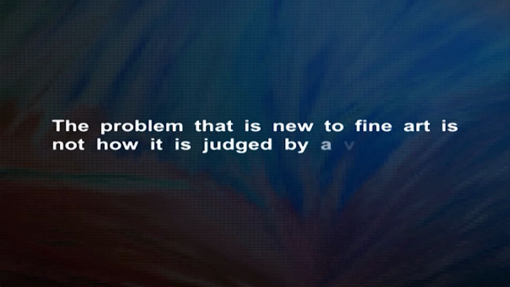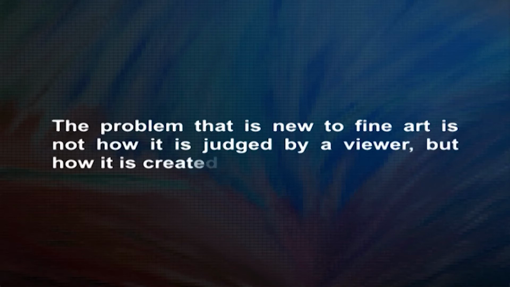Fine art and genius. Kant assumes that the cognition involved in judging fine art is similar to the cognition involved in judging natural beauty. The problem that is new to fine art is not how it is judged by a viewer, but how it is created. In order to solve this problem, Kant introduces two concepts, the genius and aesthetic ideas.